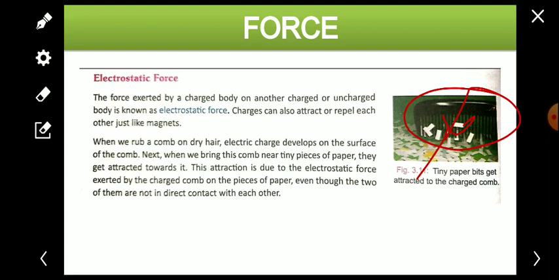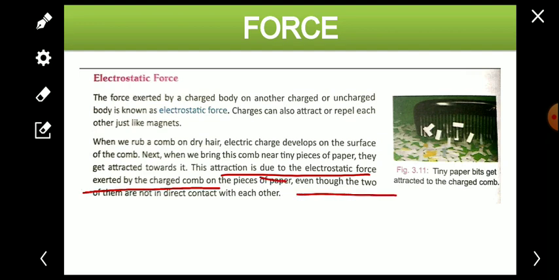So we have understood what electrostatic force is. The force exerted by a charged body on another charged or uncharged body is known as electrostatic force. Here, this attraction is due to the electrostatic force exerted by the charged comb on the pieces of paper, even though the two of them are not in direct contact with each other.